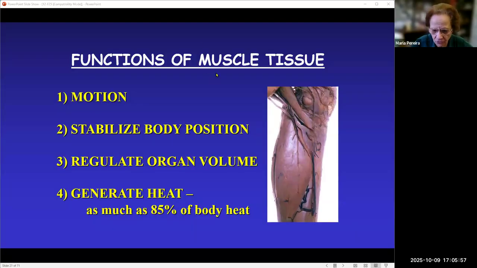Okay, so what are the functions of the muscle tissues? Very obvious. They provide for motion. Even when you are standing still, some of the muscles are working to maintain the position. They regulate the organ volume. What do I mean by this? Think about a bladder. Think about the stomach. The smooth muscle regulates the volume of the stomach and the bladder.